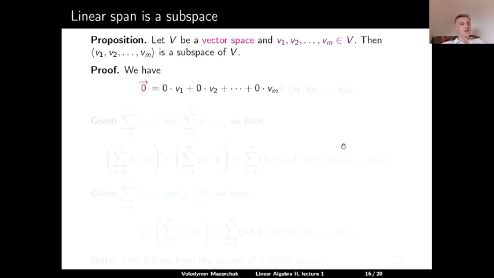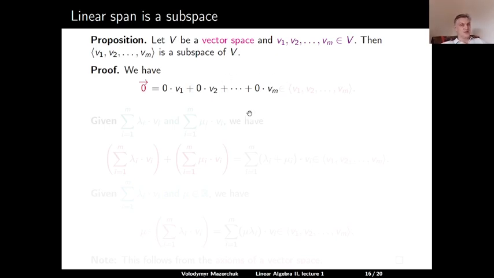But of course, we can write the 0 vector as the following linear combination. It's simply the linear combination of our elements with all coefficients being 0. If you take 0 times v1 plus 0 times v2 plus and so on, it will be a sum of 0 vectors, which is 0.